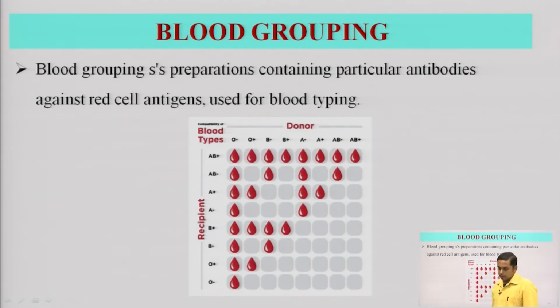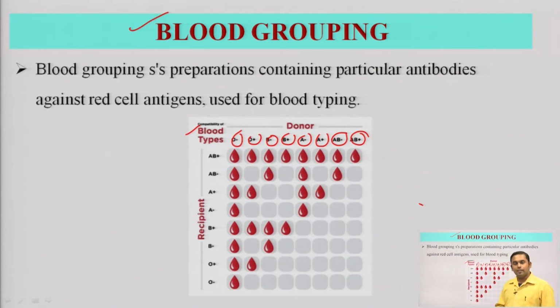Now, another interesting area is blood grouping. Blood grouping preparations contain particular antibodies against the red blood cell antigens, used for blood typing. All of you are aware that we have various kinds of blood types like O negative, O positive, B negative, B positive, A negative, A positive, and AB negative, AB positive. But the problem is that everybody cannot donate blood to everyone, and everyone cannot accept blood from every type of person because of this blood grouping.